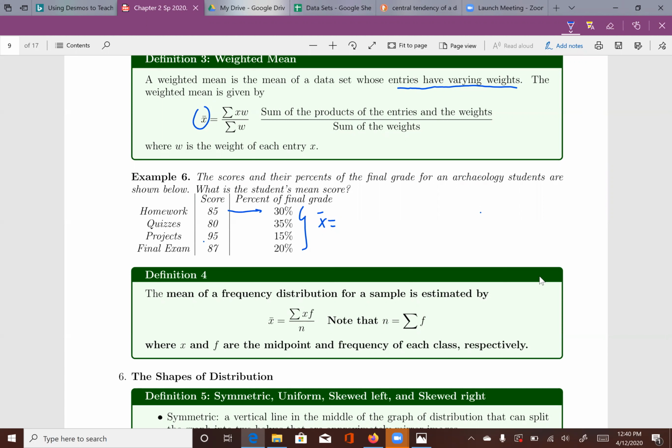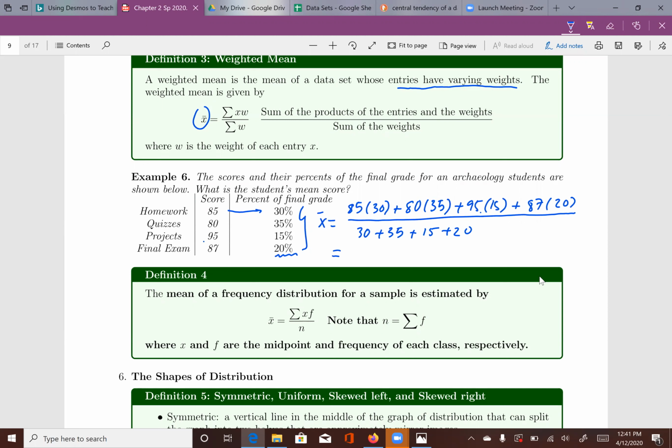So first I take 85, I multiply it by the weight, which is 30 in percentage, right? This is the product of one entry multiplied by its weight. Add the second entry, multiplied by its weight, 95 multiplied by its weight, 87 multiplied by its weight. And then you divide everything by the sum of the weights. So here are the weights. The sum of the weights is 30 plus 35, 15 plus 20.